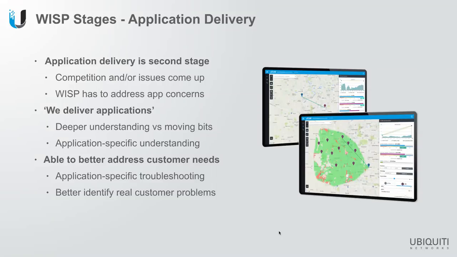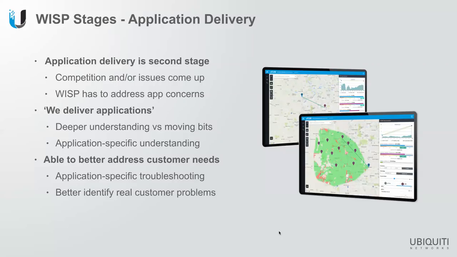That has this effect, that has that effect. Which route is their data taking when it gets out onto the internet? Can we affect that in any way? Can we set up a different BGP peering relationship to take a better route? All these kinds of things start to come up. And this tends to be driven by a combination of competition and those application-specific issues that I mentioned earlier.